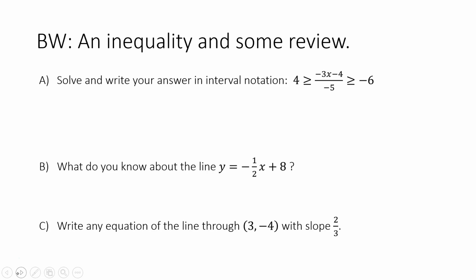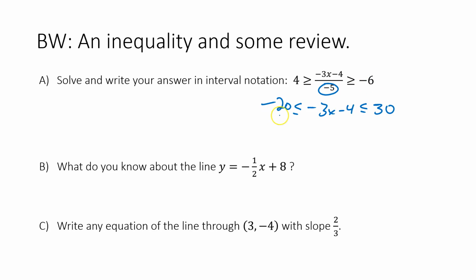Let's try the inequality first. There are a few ways to do this problem, and I'm going to do it the way that I think is the most straightforward. So I'm going to start by multiplying everything by -5. Now because that number is negative, what do we have to do? Remember, we have to flip those signs around. So I'm going to have -20 less than or equal to -3x minus 4 less than or equal to positive 30. That makes sense to me because -20 is less than 30. If you left it the other way around, it wouldn't make any sense.